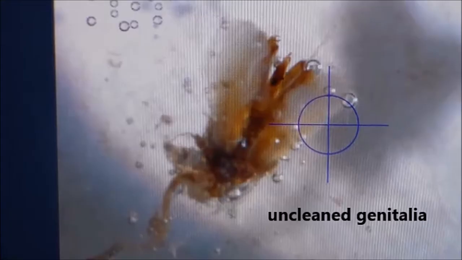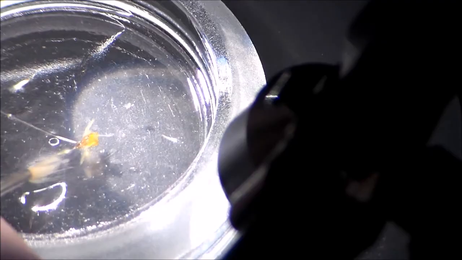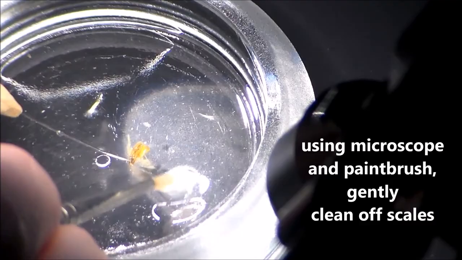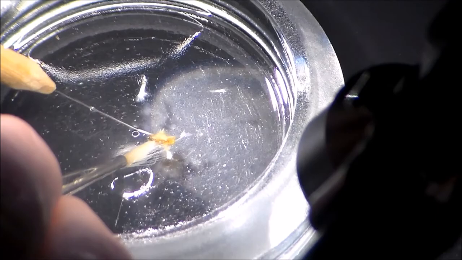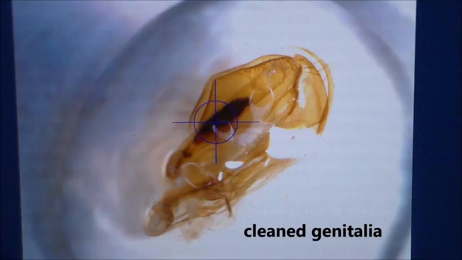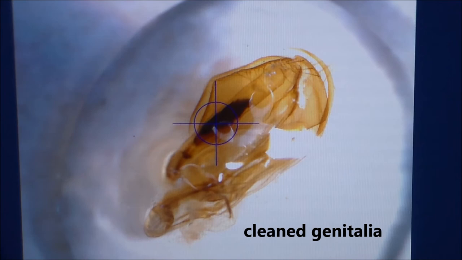The next step is to clean off all the scales. Carefully wipe off the scales with a paintbrush from the middle to the side. If the liquid becomes cloudy, replace it with distilled water. Continue until all the scales are removed. Place the clean genitalia on a clean microscope slide with a drop of glycerin.